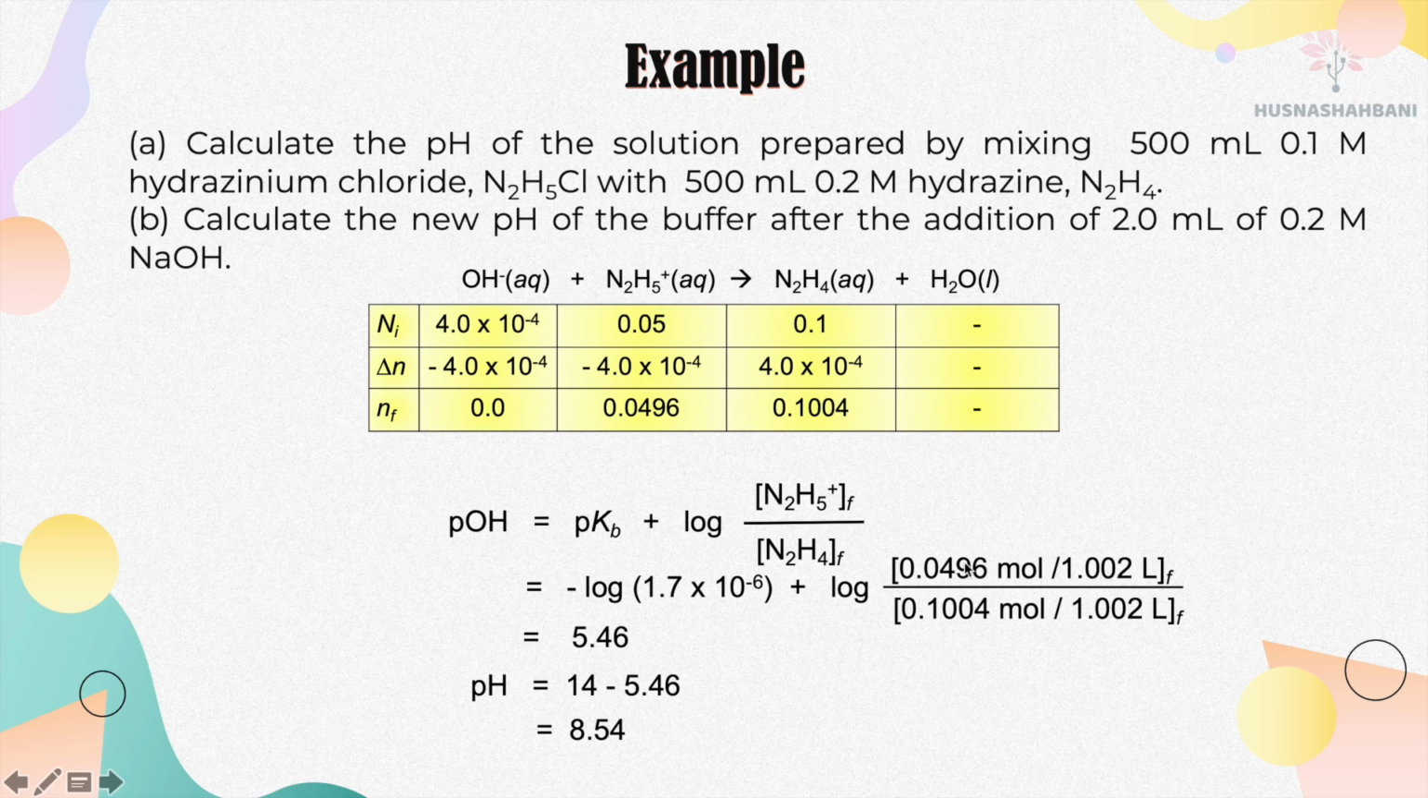So you have this number of mole of the conjugate acid, final 0.0496 over 1.002 liter, this is the volume. Mole divided by volume is the concentration, because you need to substitute concentration in here. And then the number of mole of N2H4 is divided by the final volume, 500 plus 500 ml plus 2 ml, which is 1.002 liter. And the pOH is 5.46. The question asks for the pH, so pH equals 14 minus 5.46, and you will get 8.54.